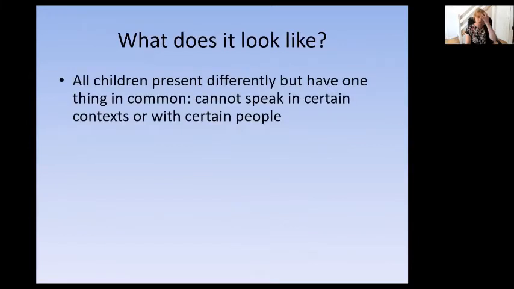So what does it look like? All children with selective mutism will present differently, but have one thing in common: they cannot talk in certain contexts or with certain people. For some children, that may just present itself in school, but for many it also presents with extended family, trips to the shops, speaking to friends at the park.